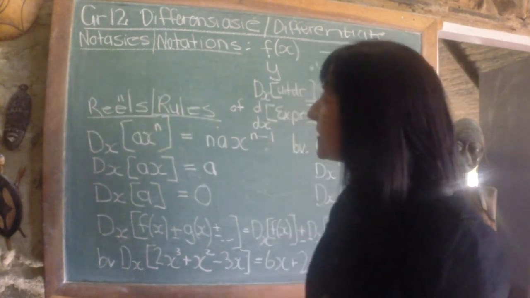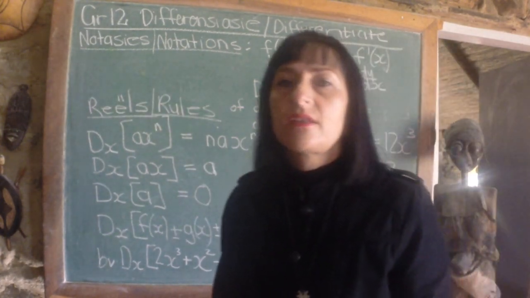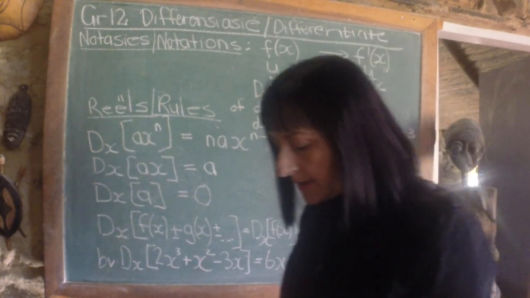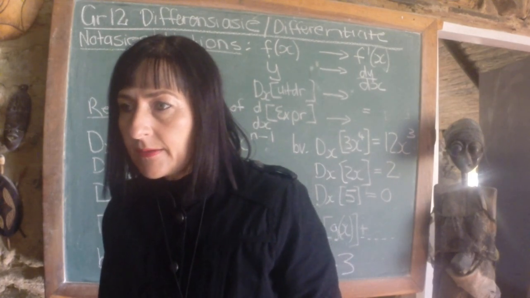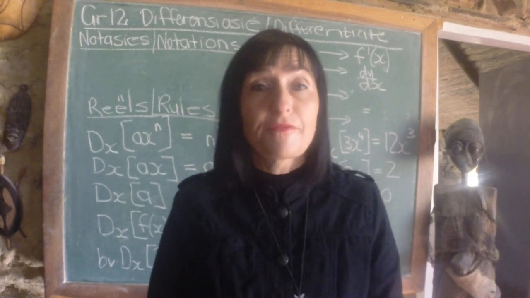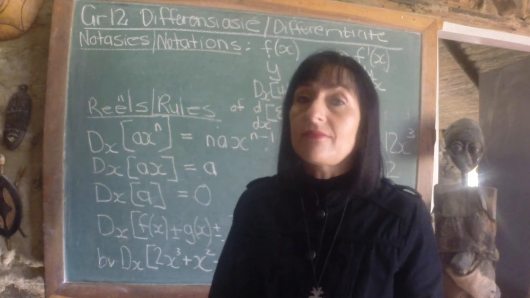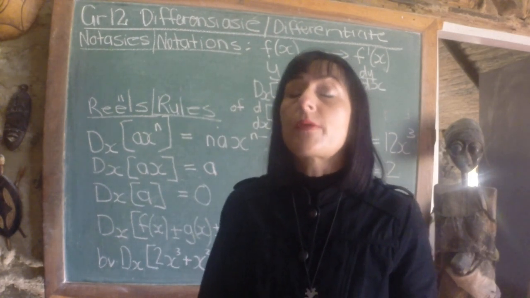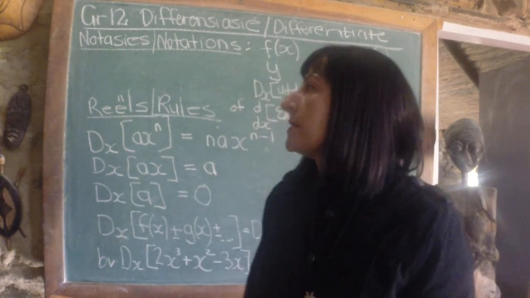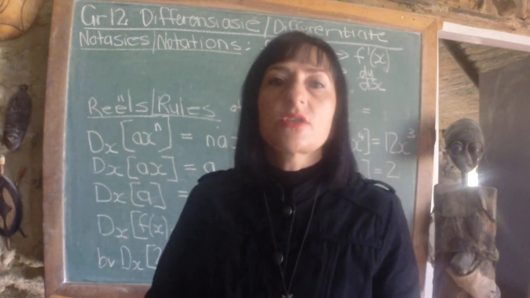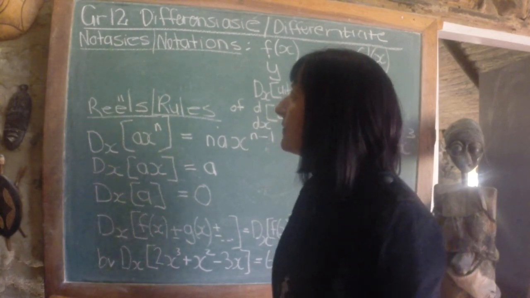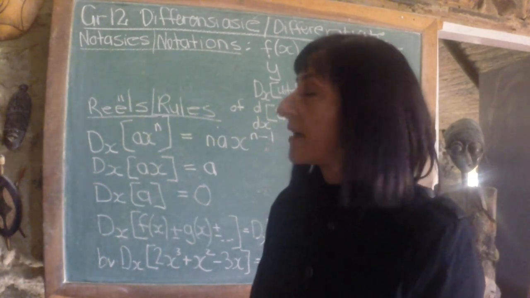Notasies, die manier hoe ons skryf as ons differentieer. Nou wanneer ons die afgeleide kry, dan noem ons die proses differentiasie. When we get the derivative, the process is differentiation. So ons moet onthou, dit gaan nog steeds oor die gradiënt van die raaklyn by 'n sekere punt waar die waarde van x gelyk is aan 'n sekere waarde.